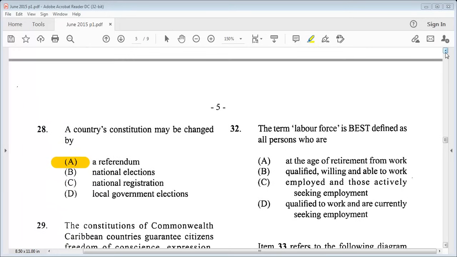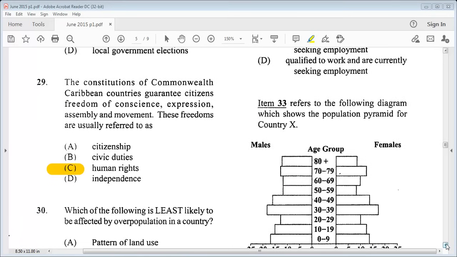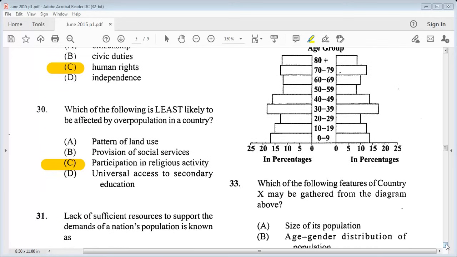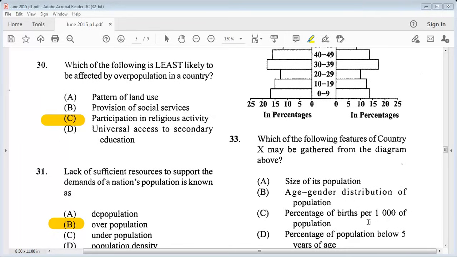32 says the term labor force is best defined as all persons who are B, qualified, willing, and able to work. 33 says, item 33 refers to the following diagram which shows the population pyramid for country X. So the question says, which of the following features of country X may be gathered from the diagram above? We know it is B, age and gender distribution of population.